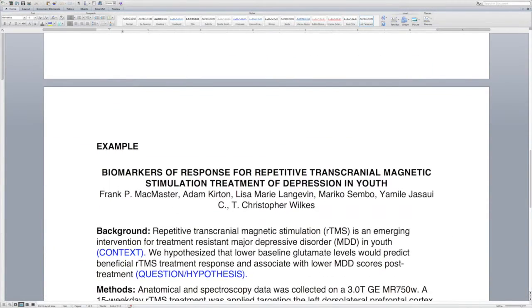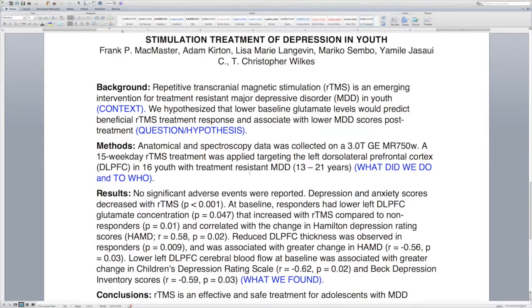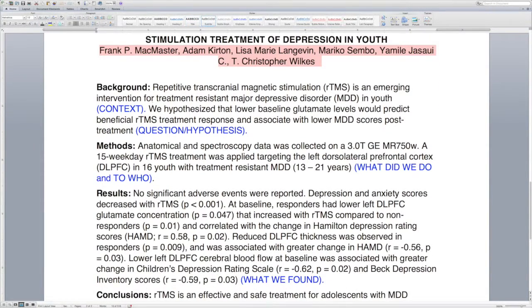So here's an example. This is an abstract from my group for a recent local conference that we did. We kept a fairly simple title. We listed everybody. We didn't have to list affiliations on this one. That was okay. For background, we opened up with the context, about a new treatment for treating major depressive disorder in youth.